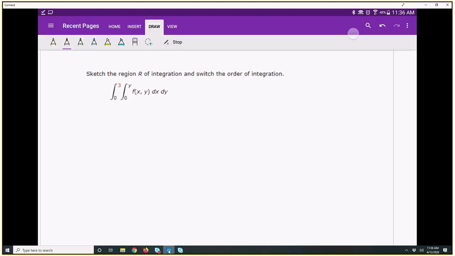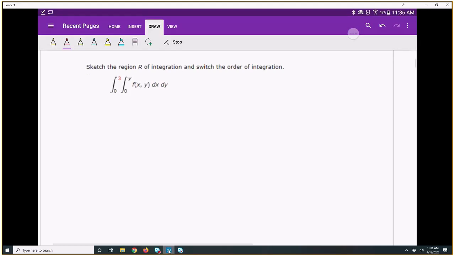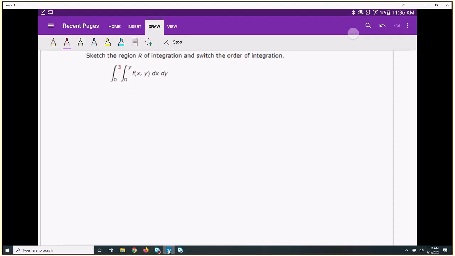So this problem is asking me to sketch the region of integration and switch the order of integration. We are completely going to ignore the function that we are integrating, f(x,y). We are just talking about the limits and the region of integration. So let's first talk about the integration where we integrate with respect to x first and then with respect to y. The limits of x are 0 to y, so that means x starts at 0 and x ends at y.